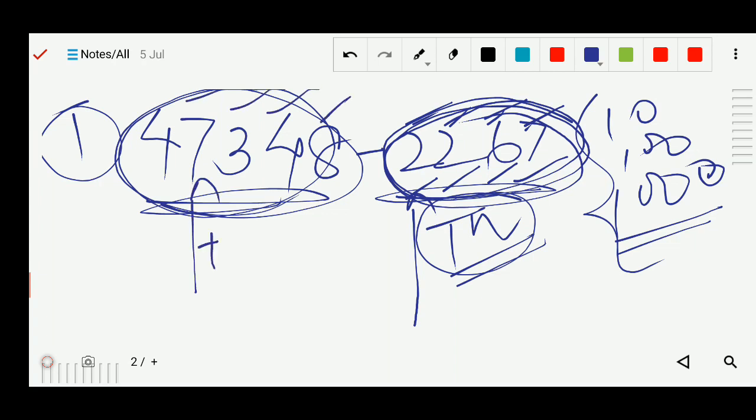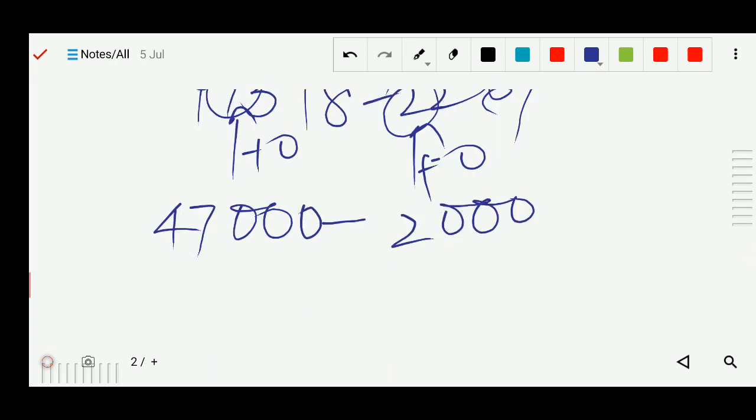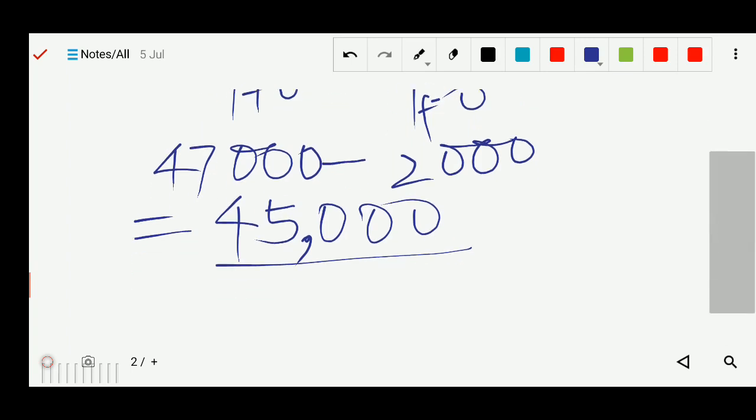Here is the 3, so it will be 0. So 47000 minus, here is 2, so plus 0, it will be 2000. Here we will get 45000. So after rounding up and subtracting these two numbers, we get 45,000. Now we have to check it also.